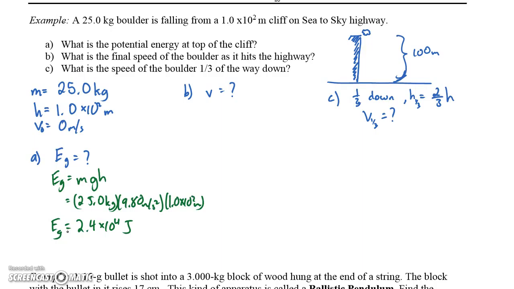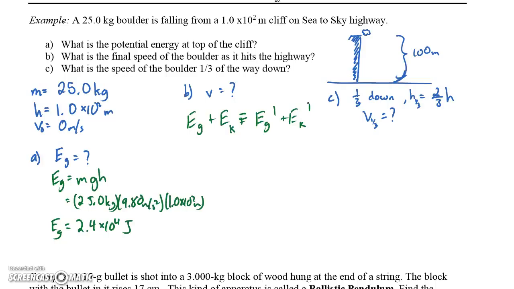What is the final speed of the boulder as it hits the highway? So we need to find V. All we know is the potential at the top. So this is where the conservation of energy comes in. Eg, I'm going to go with G just to be consistent with part A, equal to Eg prime plus Ek prime.